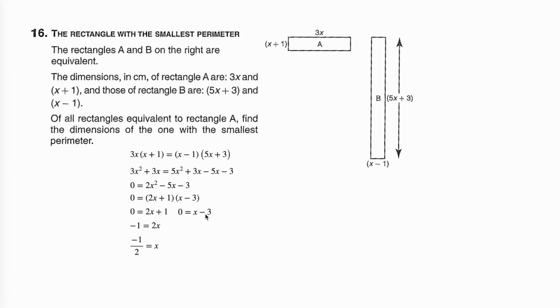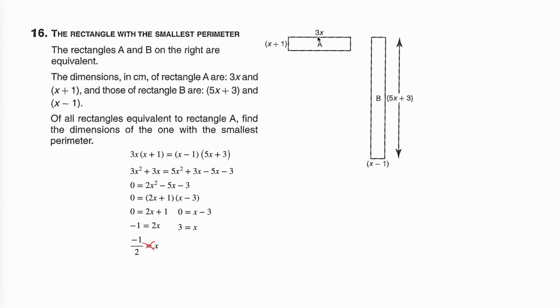Then we have 0 is equal to x minus 3, add 3 to both sides, x is equal to 3. Discount this one, keep that one. We know the x is 3. Now they're asking us, of all the rectangles equivalent to rectangle A, find the dimensions of the one with the smallest perimeter. Okay, well, what's the area of this?